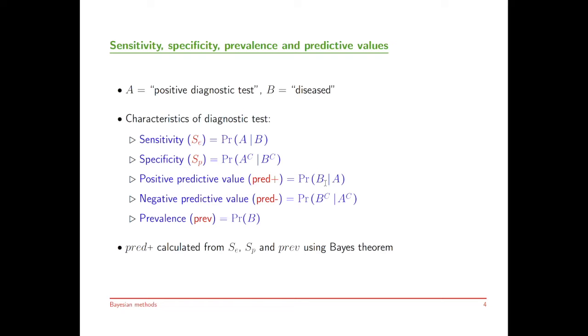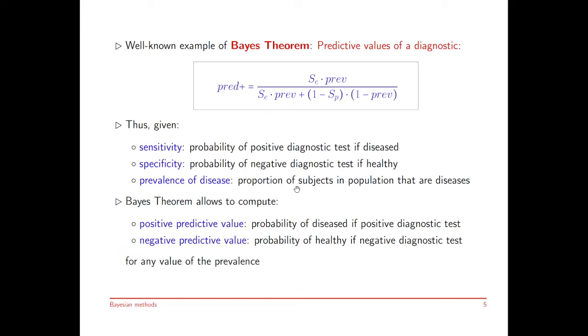The probability that one is diseased given that a positive diagnostic test was obtained, or that one is healthy given that a negative diagnostic test is obtained. The marginal probability that B happens is just called the prevalence. Now, Bayes' theorem, as we will see on the next slide, allows us to compute the positive predictive value and negative predictive value from sensitivity, specificity, and the prevalence. This is the well-known formula.